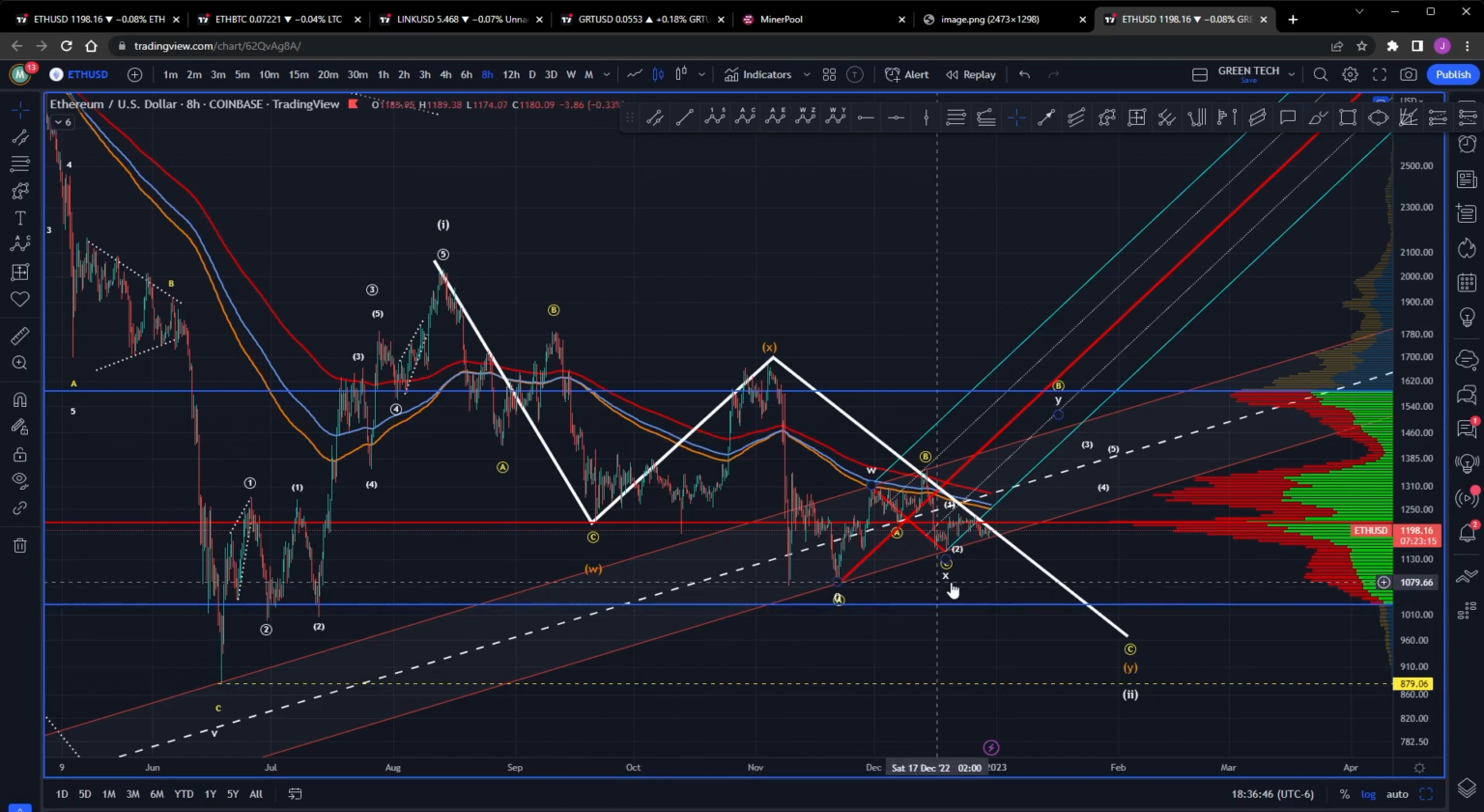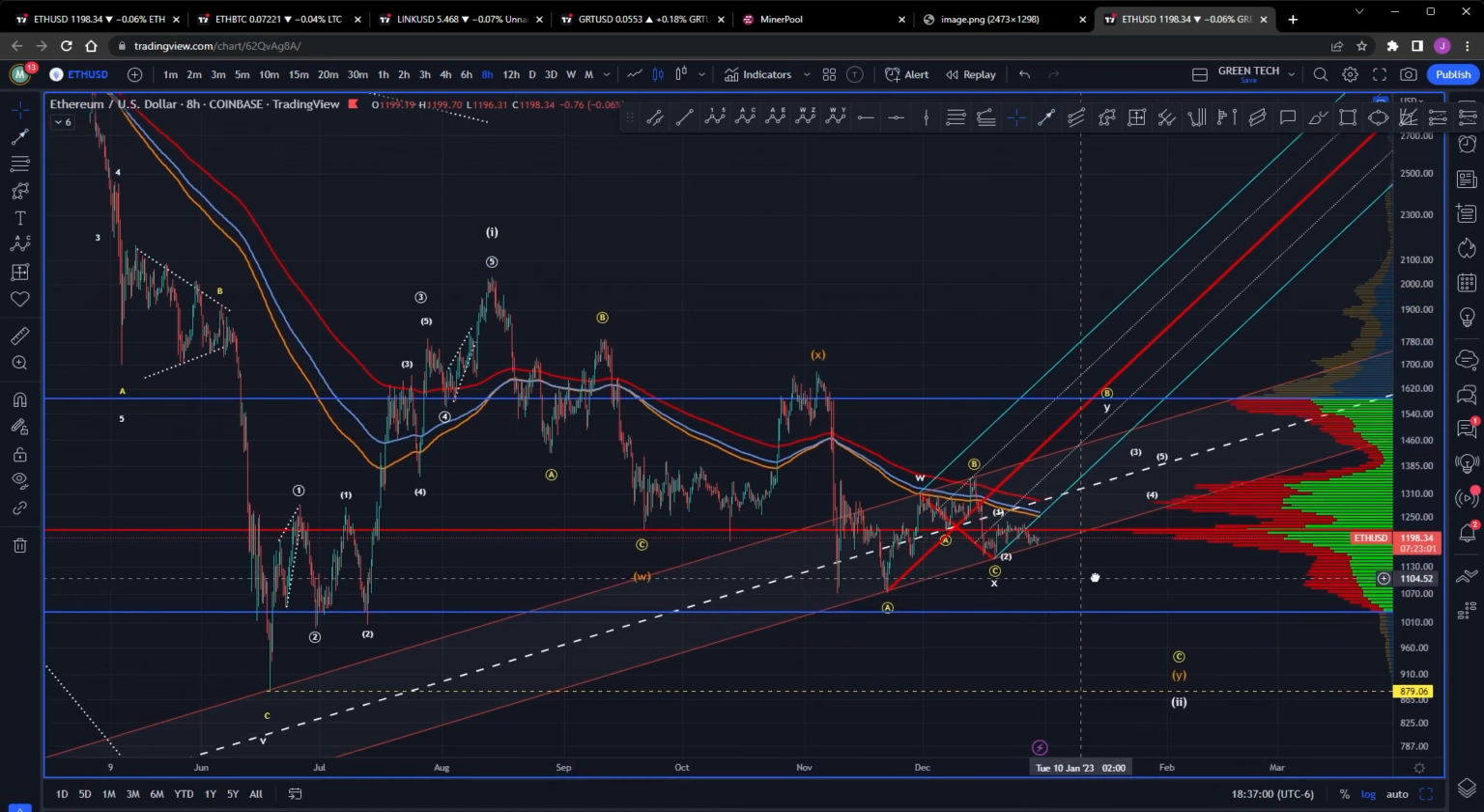The problem that I have right now is that I need to see this kick. I need to see the Y wave. Okay? I need to see this Y wave. That's what I want. As of yet, it remains to be seen.